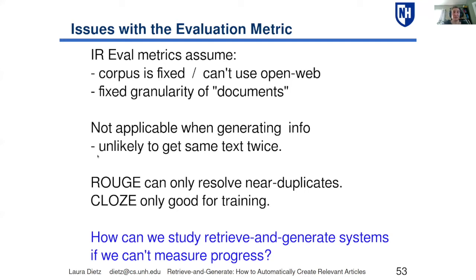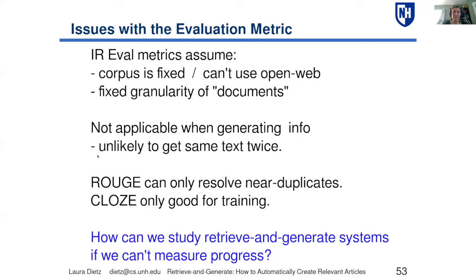A lot of the NLG folks use cloze. Cloze is great for training, but it's not a good evaluation measure, mostly because the task is often too easy. Even if you use cloze with some information extraction and you try to predict certain facts, often you use as a negative fact something that's so obviously wrong that you don't need to understand the topic to tell that it's wrong. It's already wrong by type and so on. So cloze is great for training, but not so much for evaluation. All right.